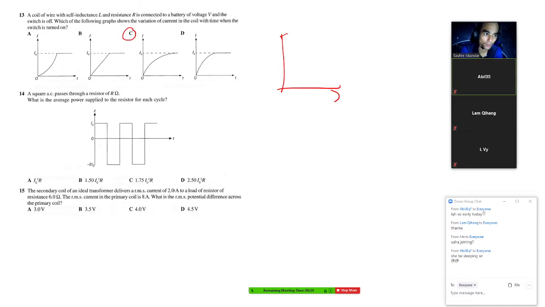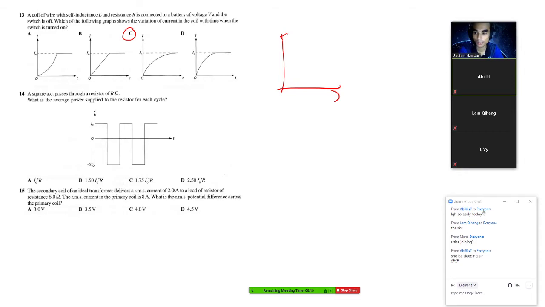When you switch it off, the current will go down, and by Lenz's law, the induced current will push the current back up to its normal. But before that, we have a current that drops. So the answer is C.